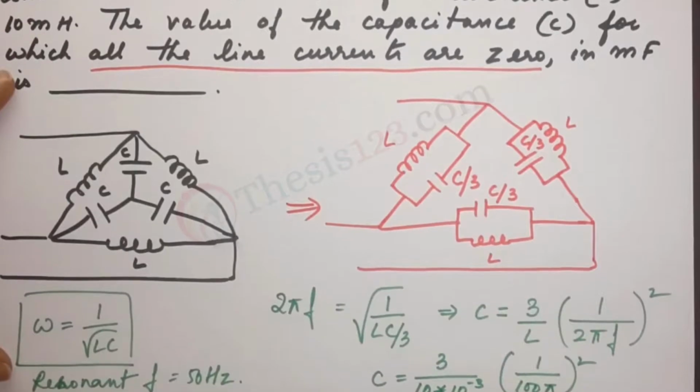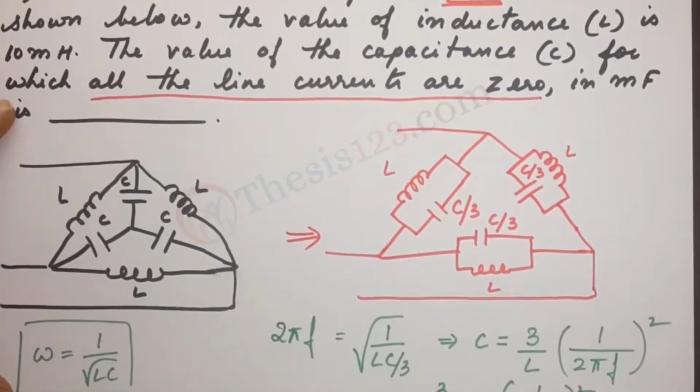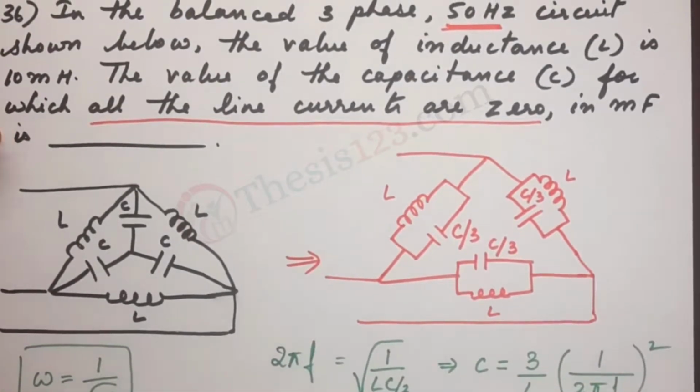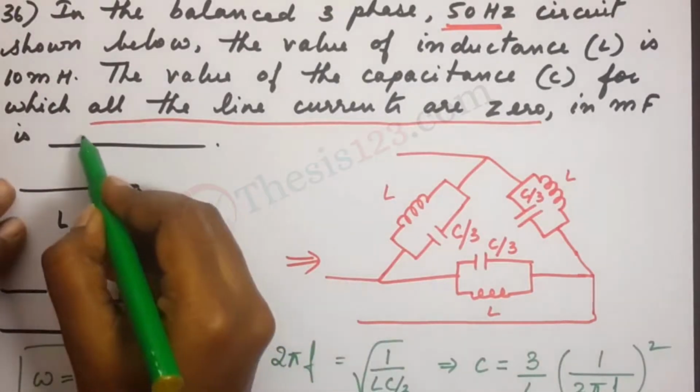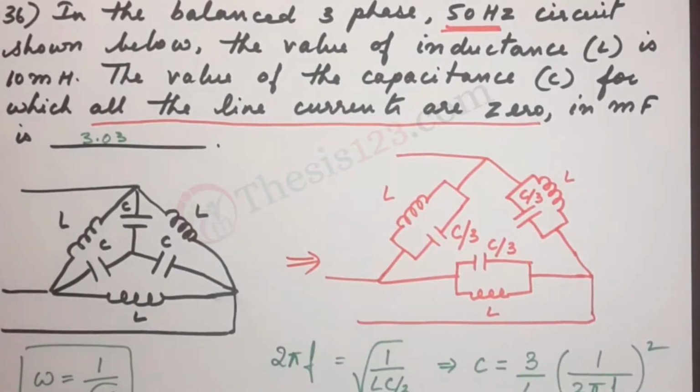Now I will leave the simplification to you. The final answer though is 3.03 millifarad. So here's our final answer, 3.03. I hope this has helped.